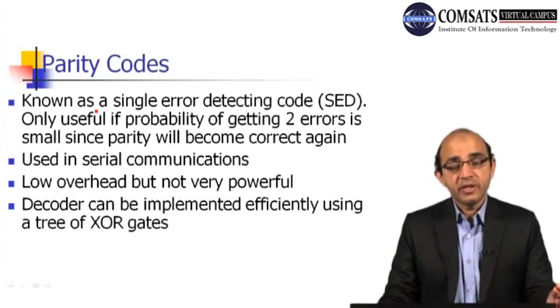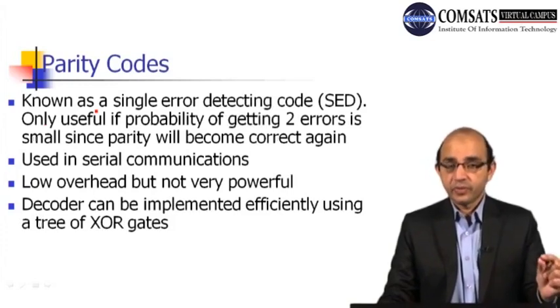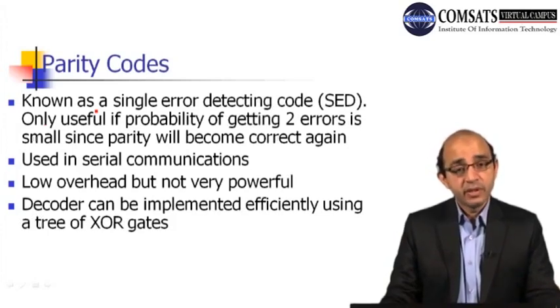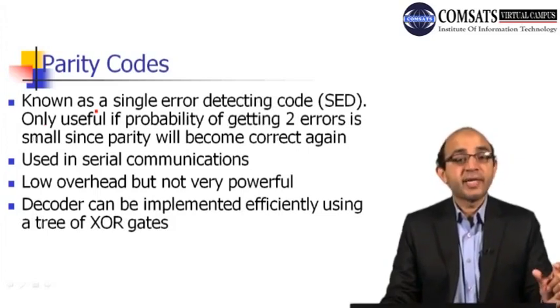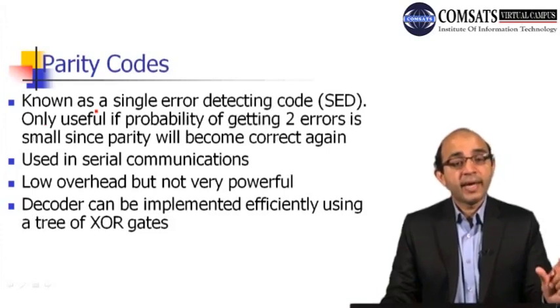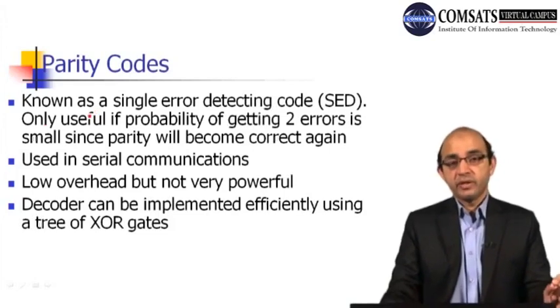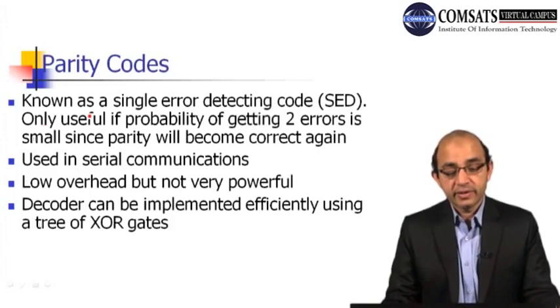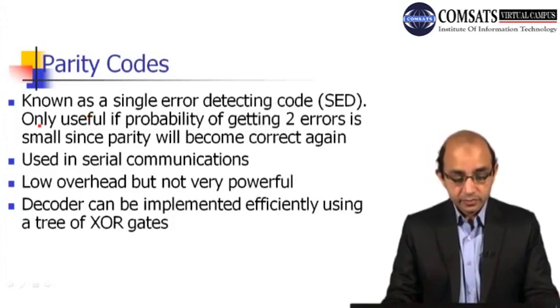Or let me rephrase it. So we should use this parity detection scheme in a single data unit where the probability of getting simultaneously 2-bit errors, or errors in 2 bits, is very, very low. The probability should be very, very low, or the probability of getting 2 errors should be very, very low.